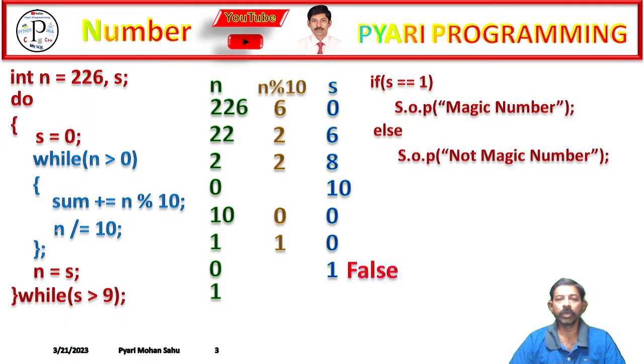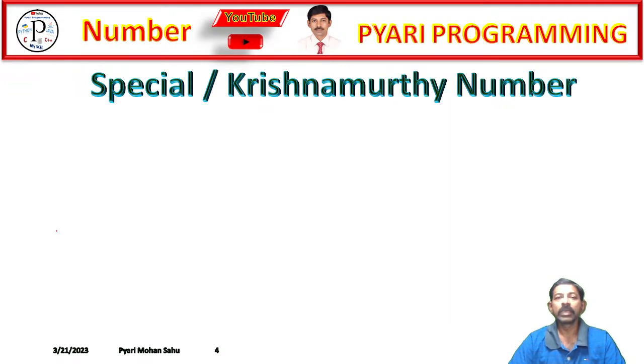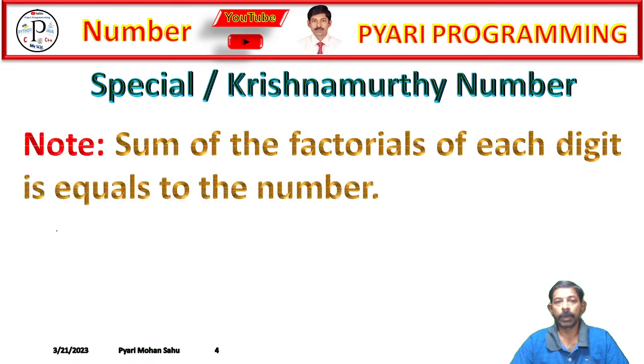Here the next question is special number, which is also known as your Krishnamurty number. Now what is a special number? Sum of the factorial. Last time it was sum of the digit. Now it is sum of the factorial. So वही sum of the digit का लॉजिक डालना है हमें, but factorial का लॉजिक भी डालना है, of each digit equal to the number.